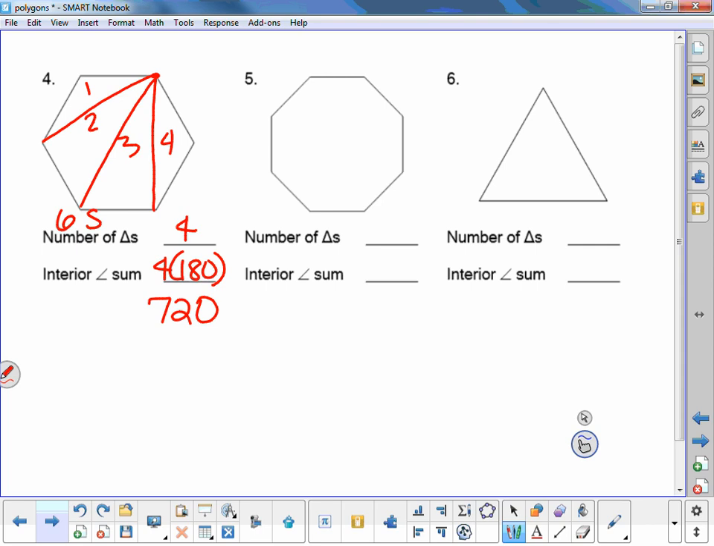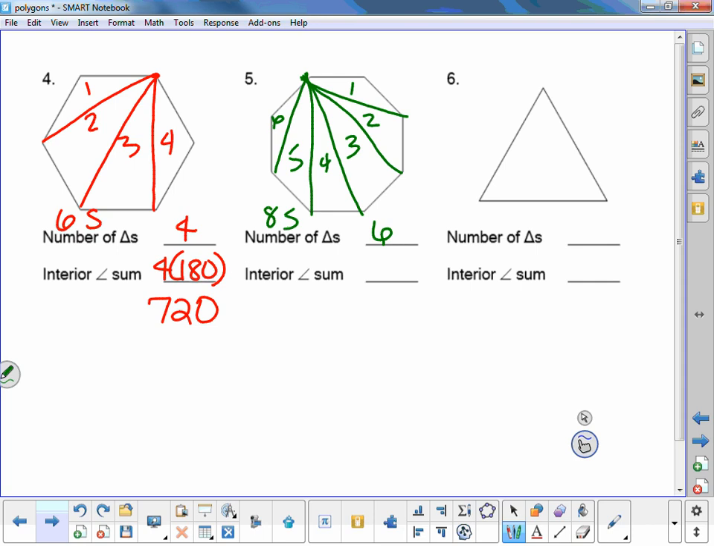All right. So if you try the next two, pause it. 1, 2, 3, 4, 5, 6. So this is 8 sides, 6 triangles. 6 times 180 equals 1080. And then this one, I have none I can draw, so I get 1 triangle, 3 sides, 1 triangle, 1 times 180 is 180. Okay?